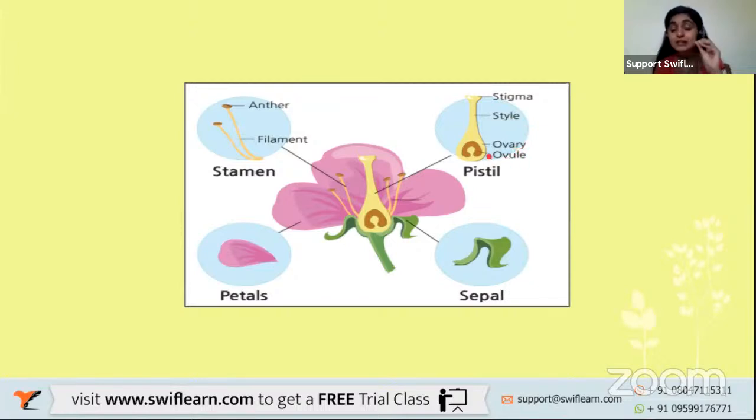Of course, we will learn them in a little more detail. This is just an introduction for you to all those things. And how are they supported? How does the plant contain them? It's covered by the petals, right?